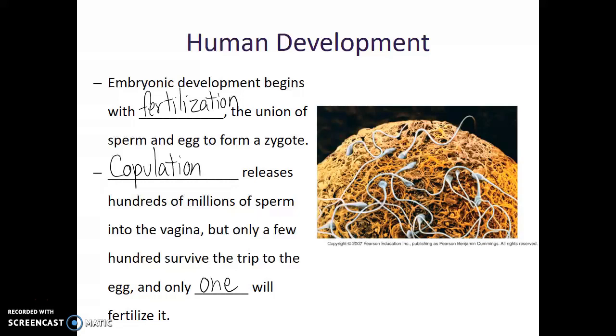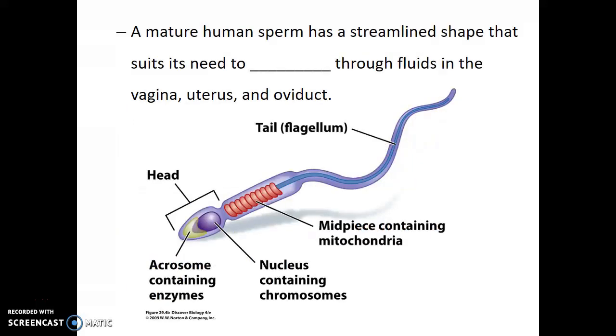Now we can see in this electron micrograph image several human sperm cells colored in white. But what you may not realize is that the background, that spongy-looking material which the sperm cells are on, is actually the surface of the egg cell. So you can see the egg cell is many, many times larger than individual sperm cells. A mature human sperm has a streamlined shape that suits its need to swim through fluids in the vagina, uterus, and oviduct.